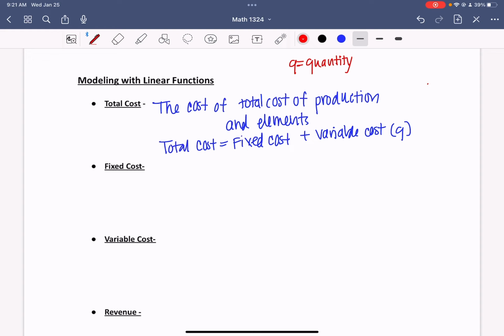So in total cost, it's taking fixed cost and variable cost and adding them together. So let's define those as well. A fixed cost is going to be your startup cost. When you're thinking about startup costs, you want to think about maybe the equipment that you have to purchase to make a product, the building maybe that you had to buy or rent every month. It's things that are not going to change.